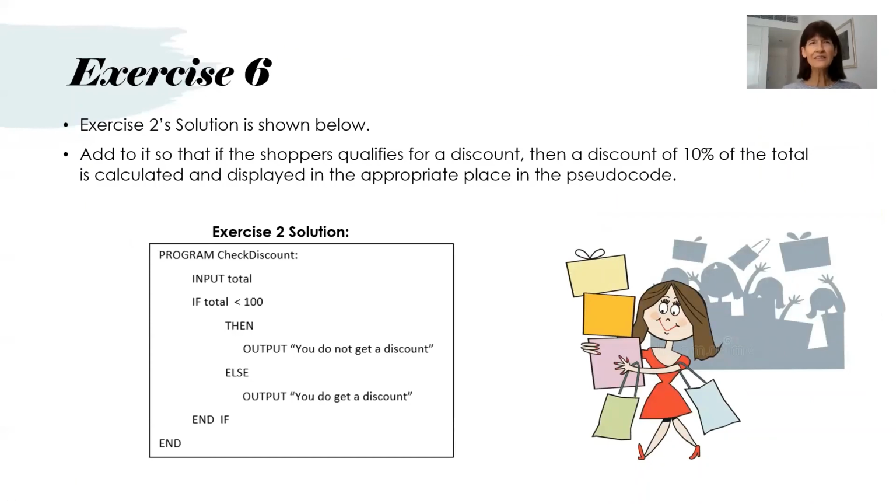Last exercise. We've shown you exercise 2 solution because you're going to extend this. So add to the exercise 2, so that if the shopper qualifies for a discount, then a discount of 10% of the total is calculated and then displayed in the appropriate place in the pseudocode. I'm going to pause the video now, and I'm going to show you the solution.